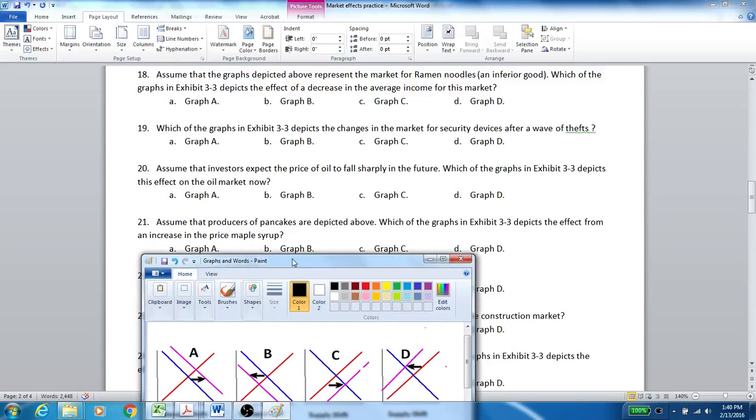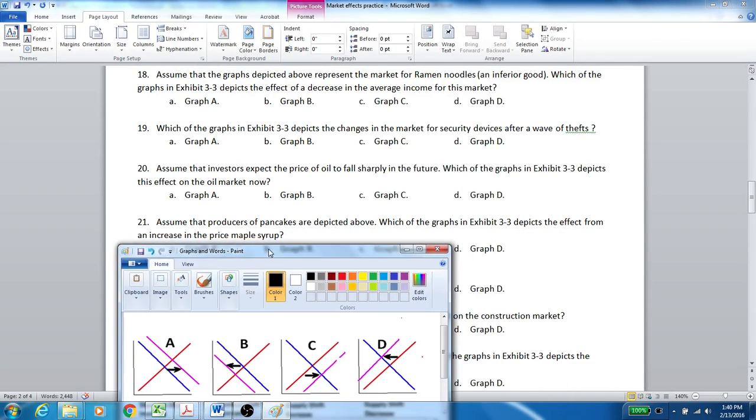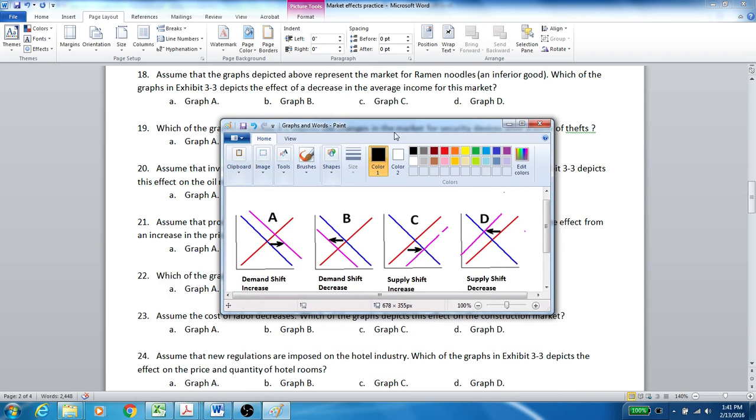Now we're looking at pancakes again, but this time the producers of pancakes are seeing an increase in the price of maple syrup. Since the price of maple syrup is going to cause there to be a decrease in the demand for pancakes, then as a producer you would expect to make less pancakes because you don't want to have too many pancakes made, and that is a decrease in supply, and that's graph D.